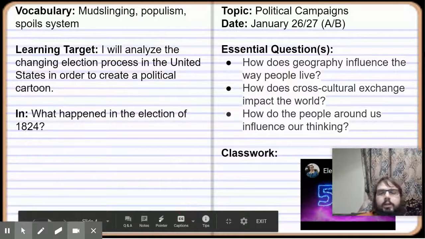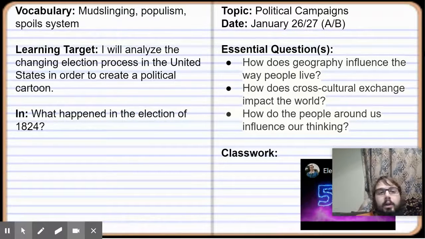All right, for today's notebook, we do have a few categories. Our first one is mudslinging. Okay, mudslinging. Second one is populism. And the third one is spoils system. We will definitely touch on all of those today. Our learning target, we are going to analyze the changing election process in the United States in order to create a political cartoon. Our aim for today, what happened in the election of 1824?